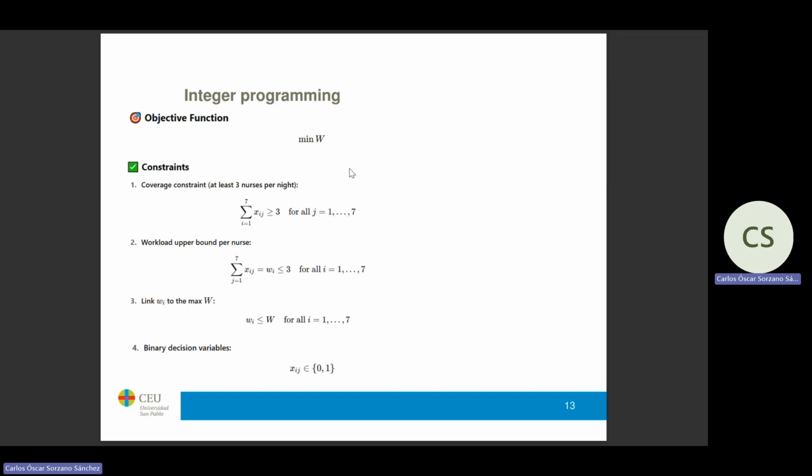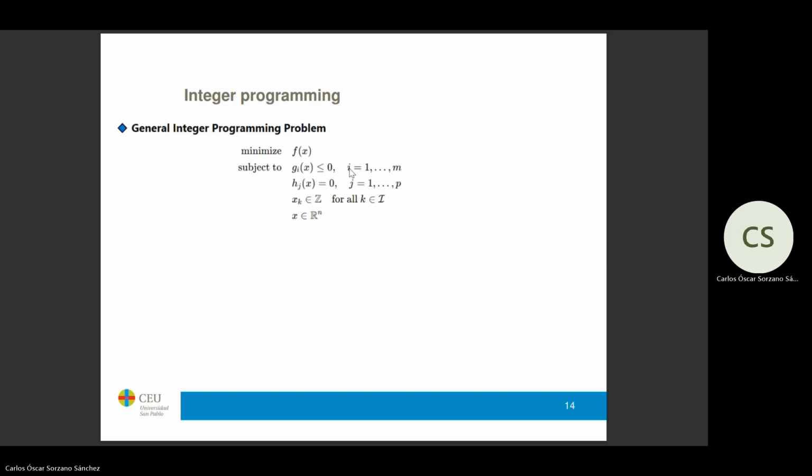Actually, this kind of problem, integer programming problems, is much more difficult. They enter into a category called combinatorial problems, so the search for the solution is much more painful. Then the general formulation: minimize a function subject to inequality constraints and equality constraints. The variables have to be integers, or some of the variables have to be integers and some others may be continuous.